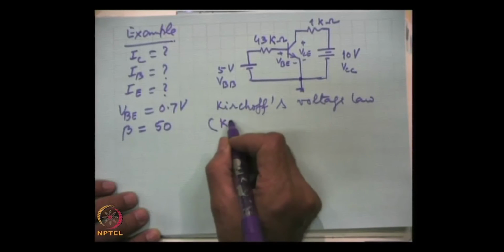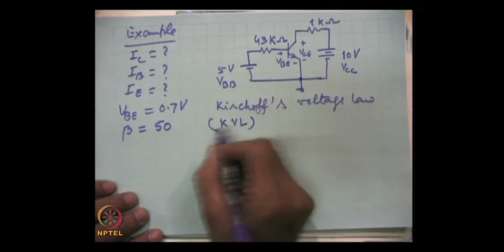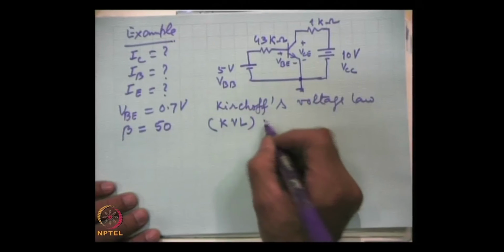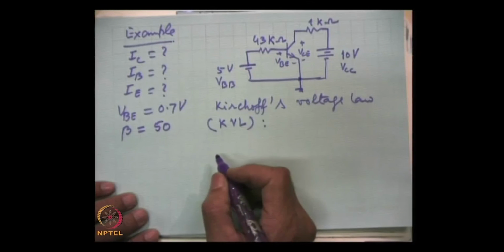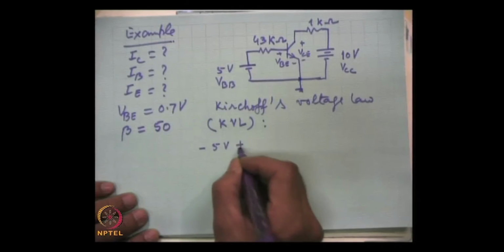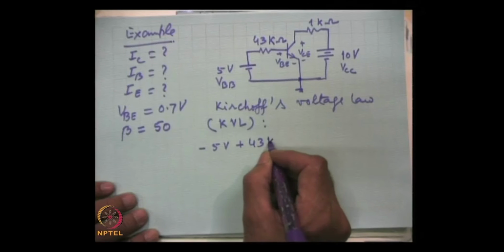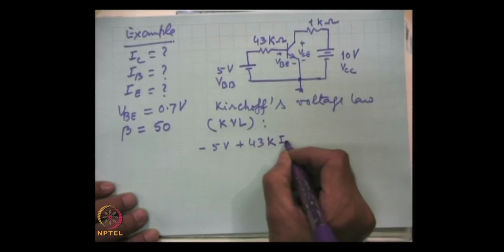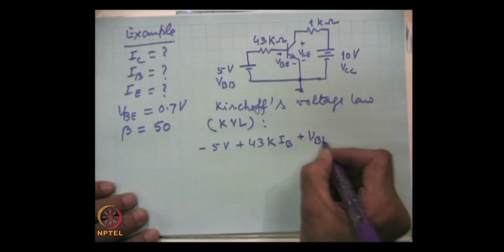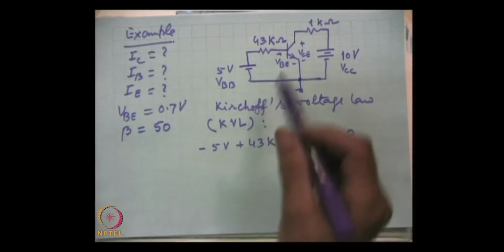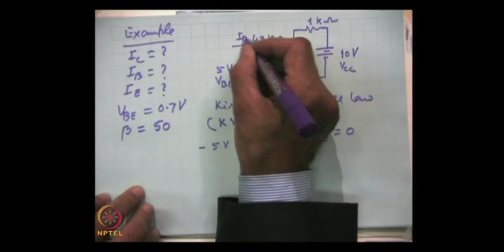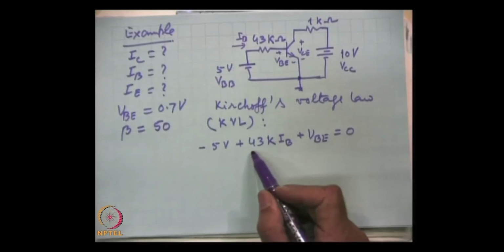popularly known as KVL, Kirchhoff's voltage law, which is the summation of voltages in a closed loop. If we write the equation, then we will get this summation. Here there is a current I B. So, the voltage drop here is 43 K.